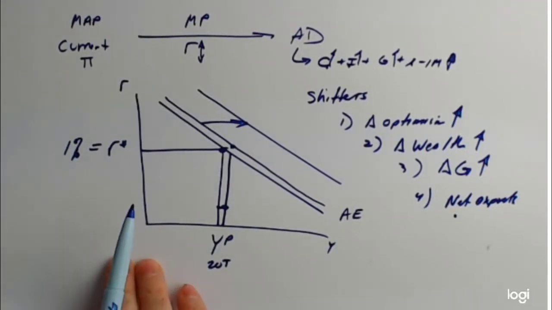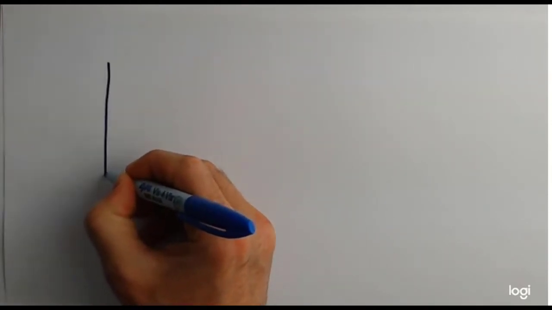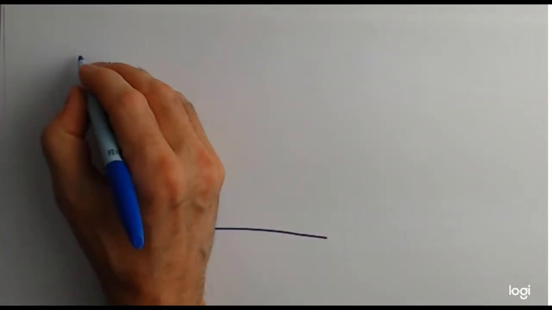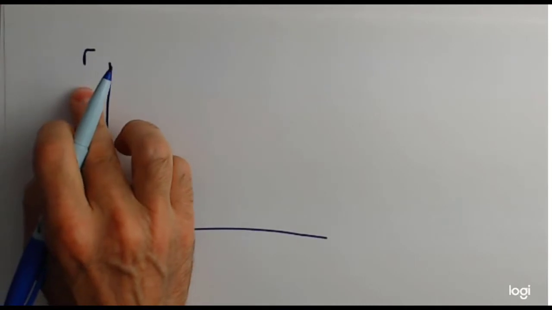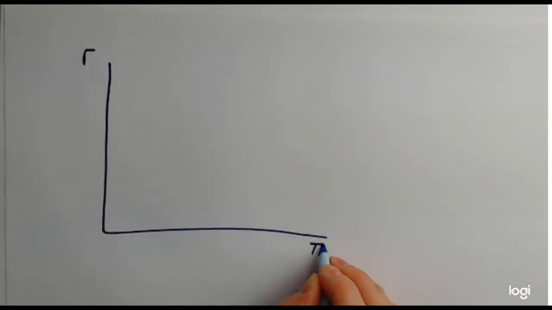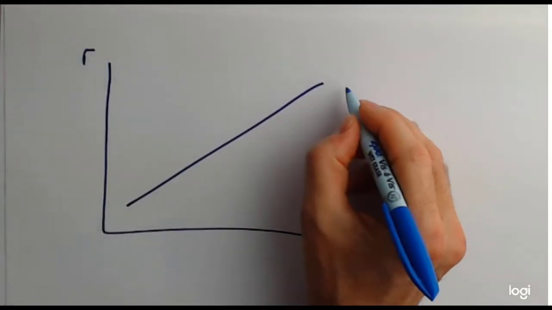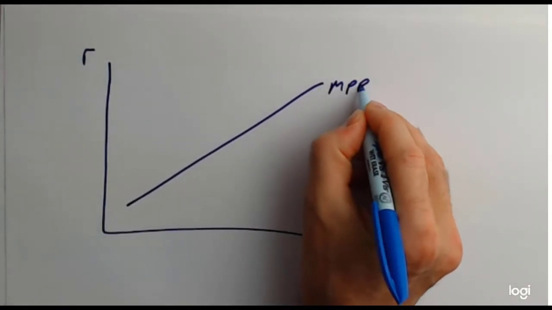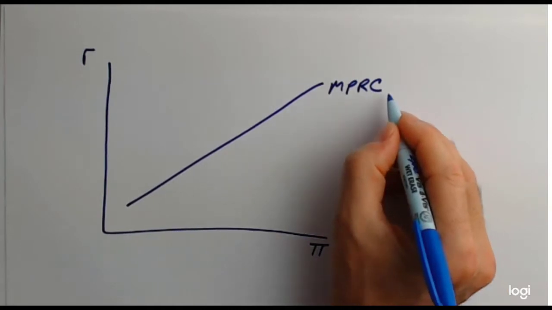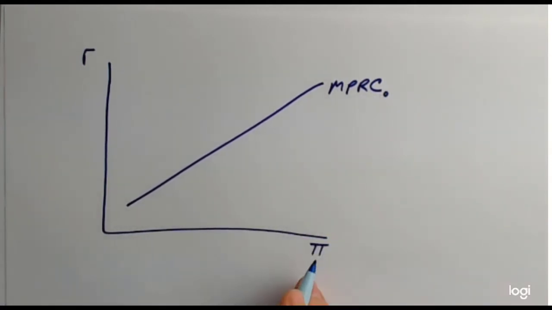Now, let's move on to the monetary policy reaction curve. So the curve looks like this. We have a real rate of interest here, we have inflation on this axis, and we have an upward sloping monetary policy reaction curve. I'll call it curve 0 for now.